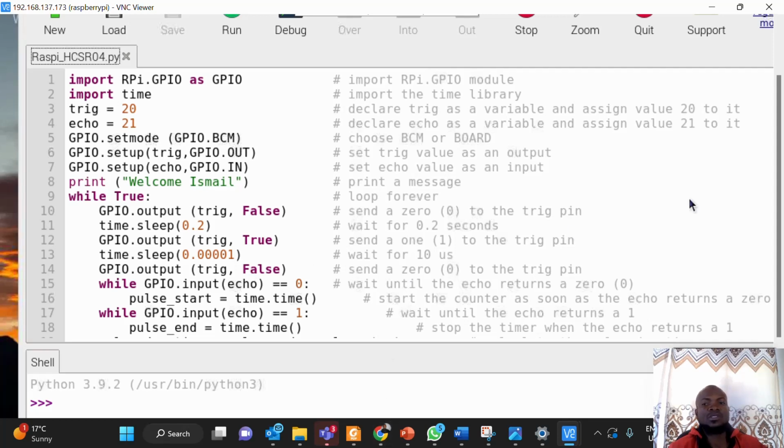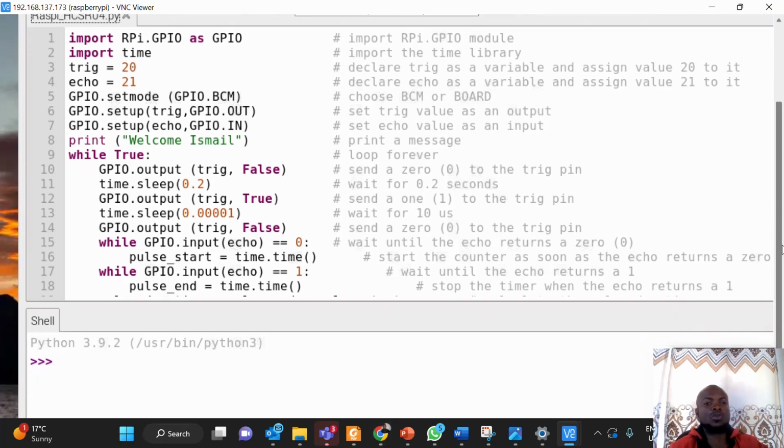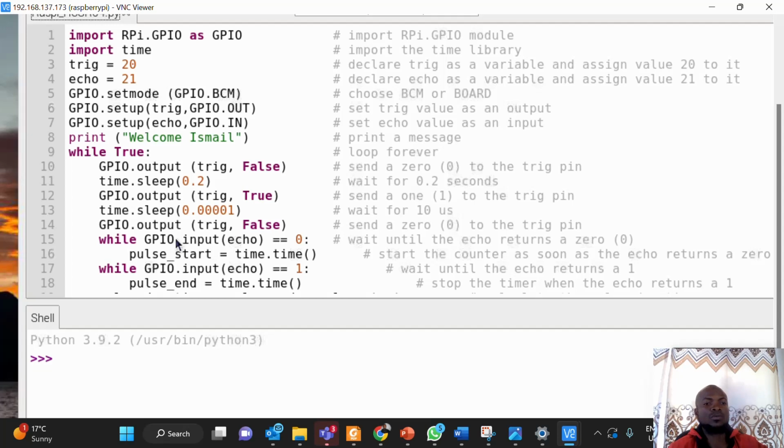Then the next thing, after making it low, we listen to the echo to find when the echo will be low, because echo will be high immediately you send out the pulse to the trigger. So this code will not be executed until the echo becomes low. Do you understand that? So once it is low, we start the time. Once it is high again, we stop the time.